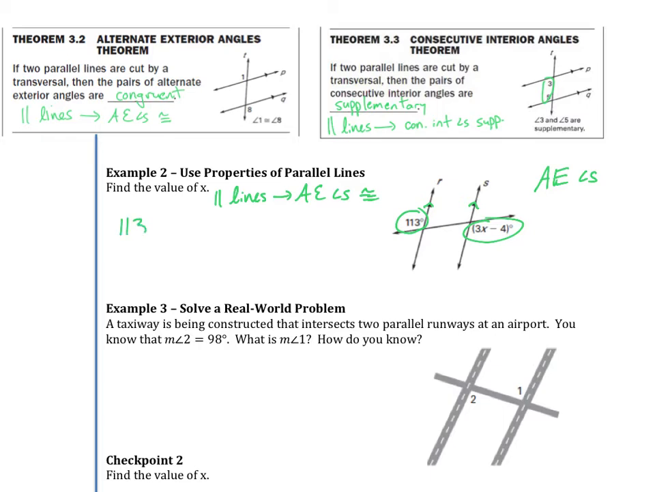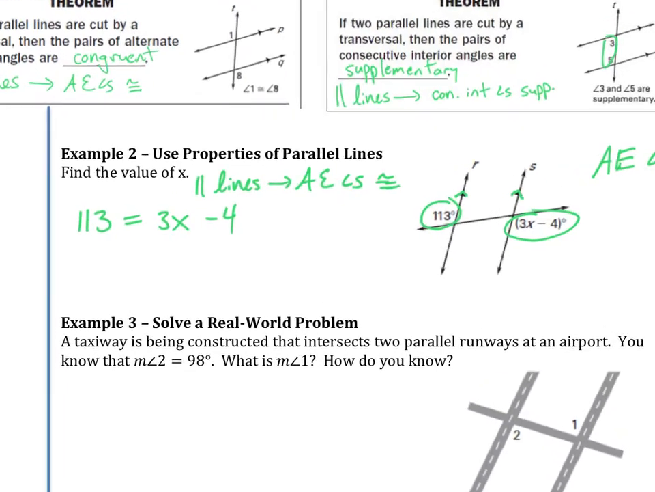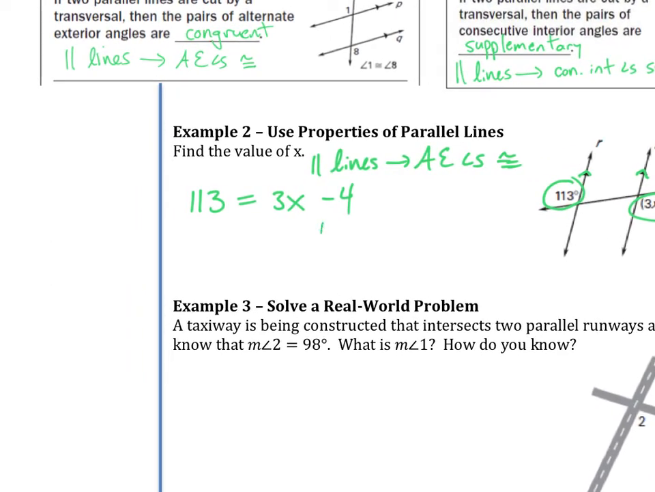That means we could say 113 equals 3x minus 4. Okay, then we're going to solve for x. So we add 4 to both sides. We get 117 equals 3x. How do we get rid of a times 3? You would divide by 3. And 117 divided by 3 is 39. So x equals 39.